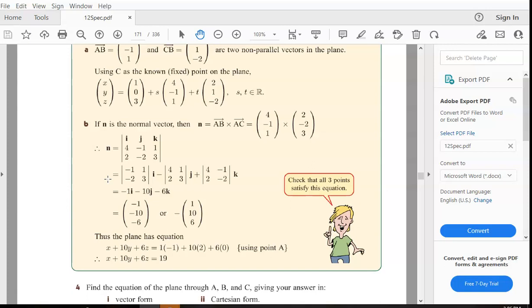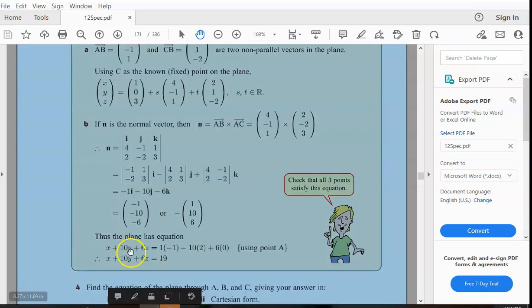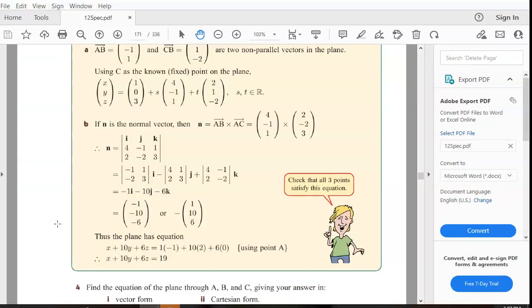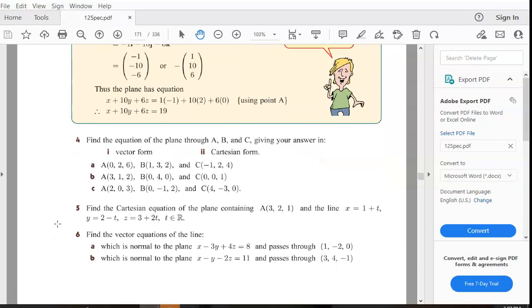Please note, though, little tricks to make your life easier. If you can pull out a negative, instead of using -1, -10, -6, you are allowed to pull out the negative and make your equation look pretty. If you wrote -x take 10y take 6z, it's the same, but people would just go, ew, it's not very attractive. So have a go. Notice it's asking you to put it in vector form and Cartesian, just to mix it up a little bit.